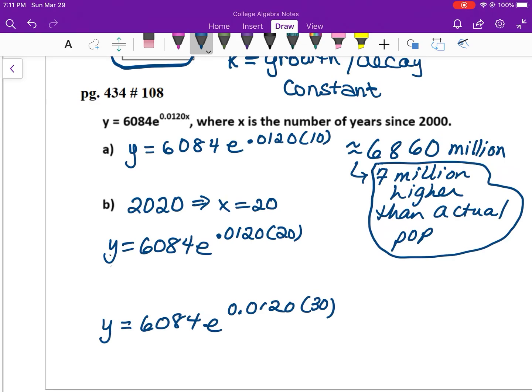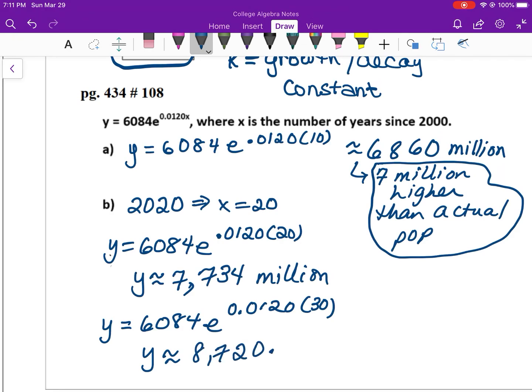Okay, so for this first one, I got 7,734 million. And when I plug in 30, 8,720.4. Whoops, I told you guys to round.